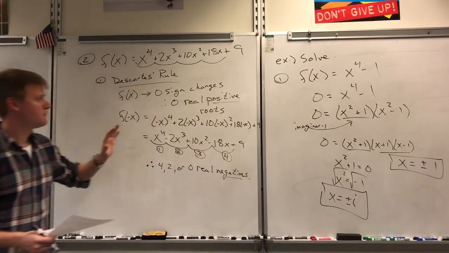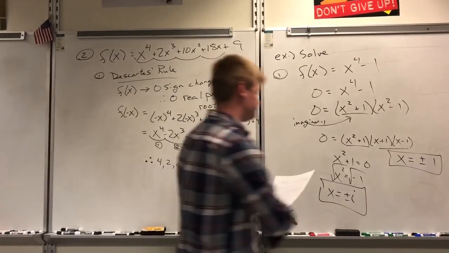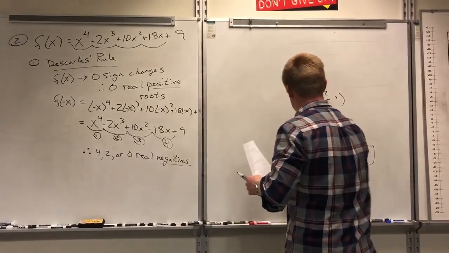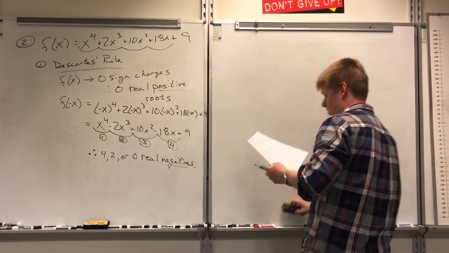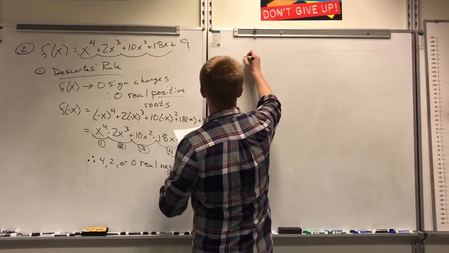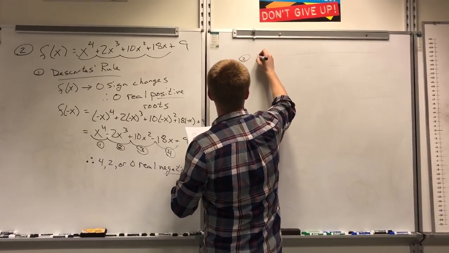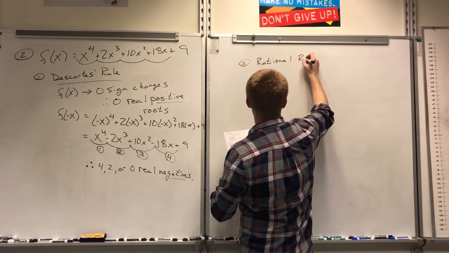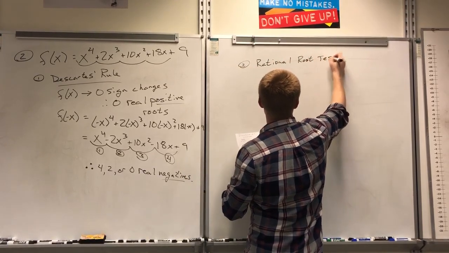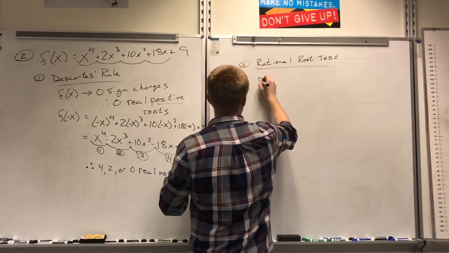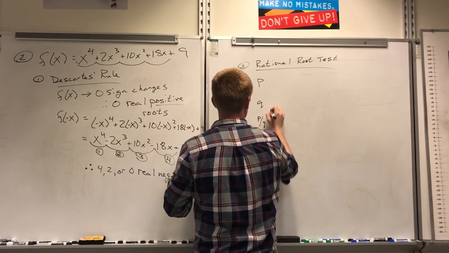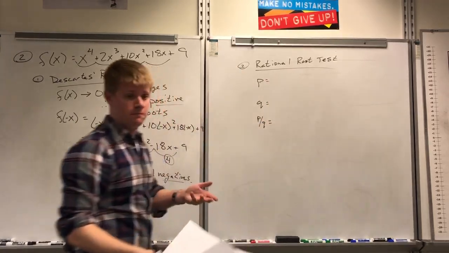All right, I'll leave that board. I'm going to come back to that. That'll be important later on to save us a little time. Next, remember what we do next. We must find all potential roots. So we run the rational root test. What are my factors of p, q, and p over q?